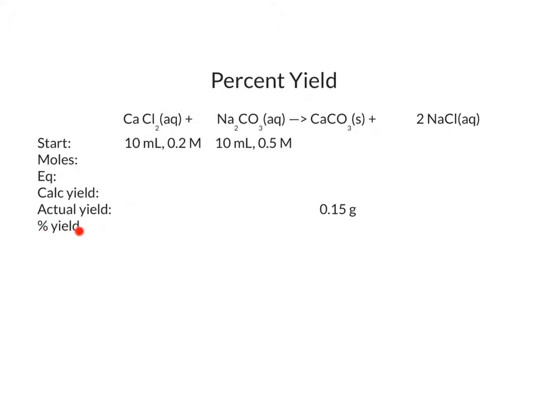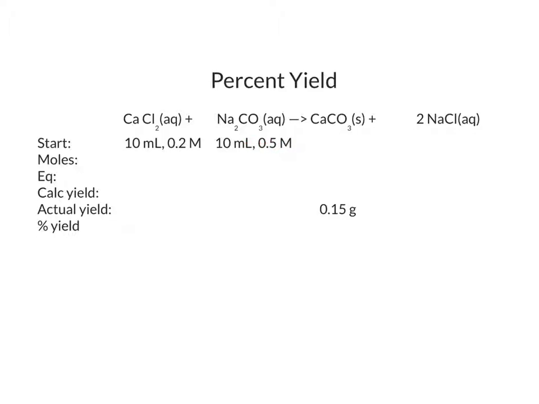And to figure out my percent yield, I'm going to have to figure out what my calculated yield or my theoretical yield is. How much could I possibly have made if I started with this amount of material? So the first thing we have to do is a limiting reagent problem to figure out how much calcium carbonate I could possibly have made from this amount of starting material.